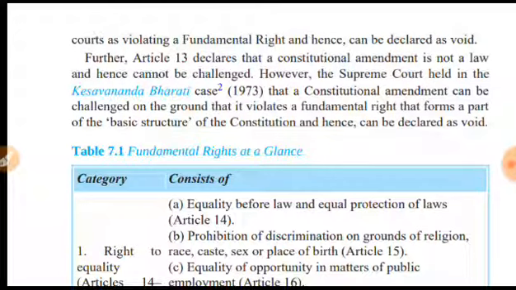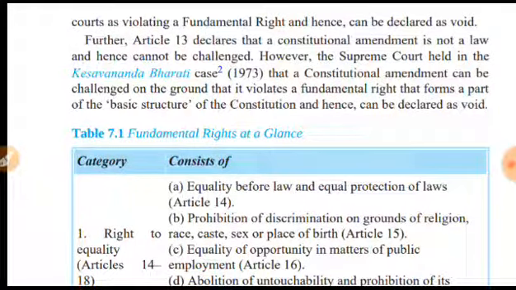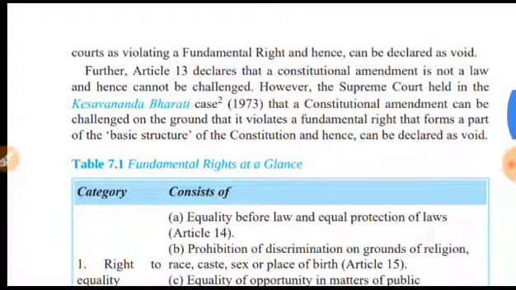That a constitutional amendment can be challenged on the ground that it violates the fundamental rights that form a part of the basic structure of the constitution, and hence it can be declared void. So the Supreme Court held in the Bharati case, 1973, that a constitutional amendment can be challenged on the ground that it violates fundamental rights that form a part of the basic structure, and hence can be declared void.